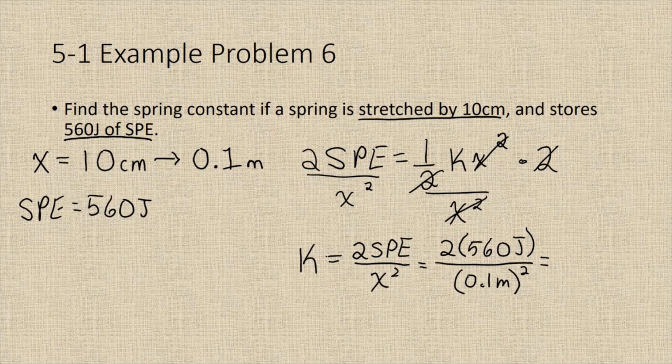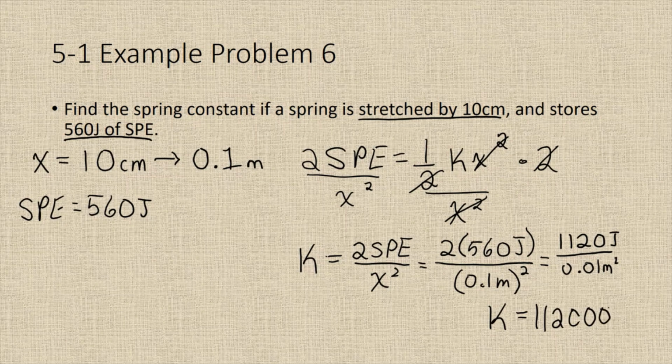And then multiply 2 times 560. That'll give you 1,120 up top. 1,120 joules up top divided by 0.01 meters squared in the denominator. And dividing those two, 1,120 divided by 0.01 will give us a really large spring constant, 112,000 newtons per meter. And that's the answer to number 6.